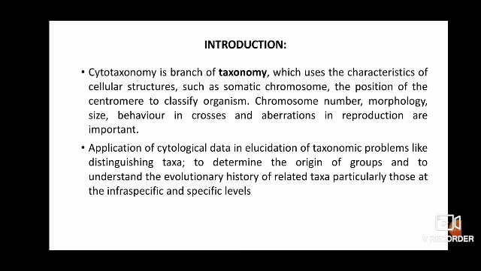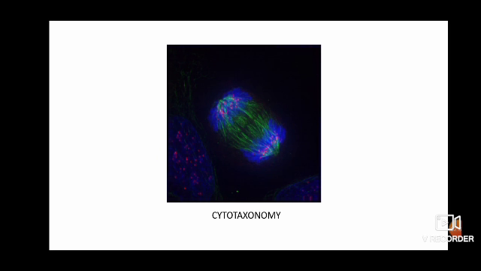Another useful taxonomic character is the position of the centromere. So, cytological data is regarded as having more significance than other taxonomic evidence. This is a representative picture of cytotaxonomy. You can see the chromosomes under the microscope, anaphase stage.